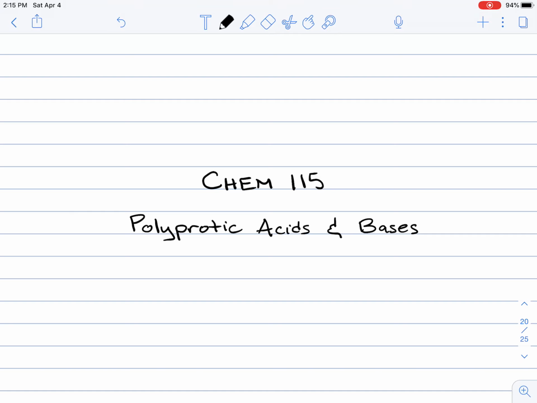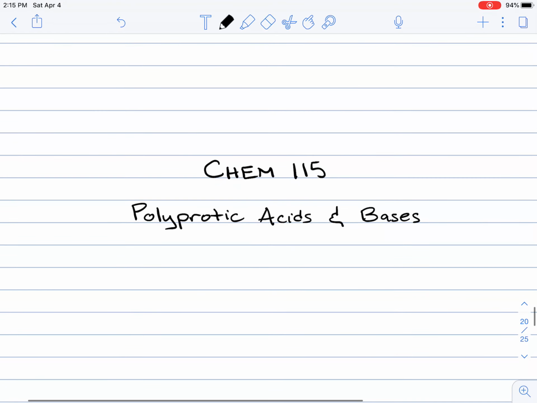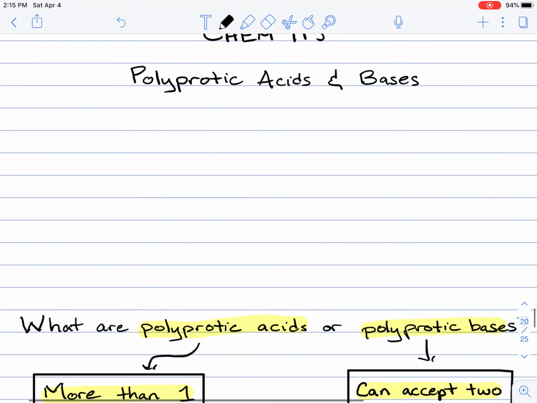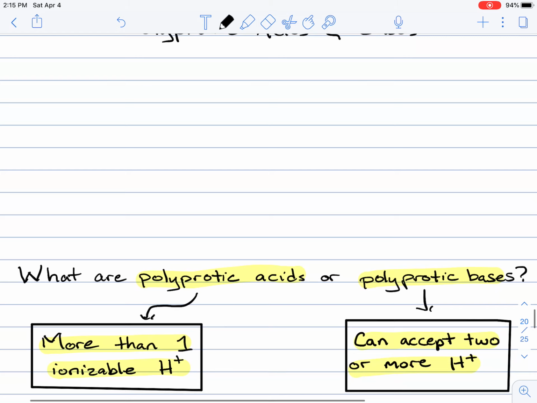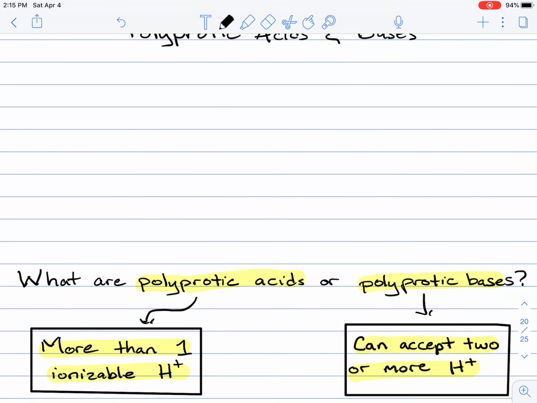So let's get started. To introduce this topic, the first question that we are going to ask ourselves is, what are polyprotic acids and what are polyprotic bases? Simply put, polyprotic acids are substances that contain more than one ionizable hydrogen. And polyprotic bases are substances that can accept two or more hydrogen ions.